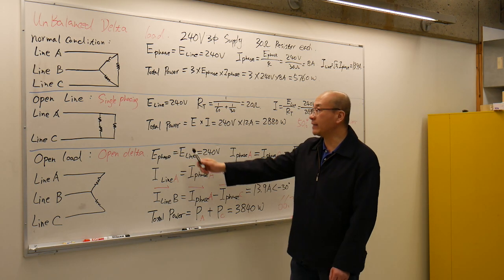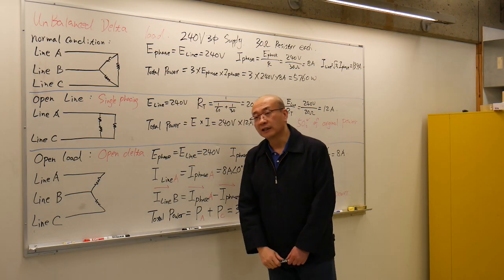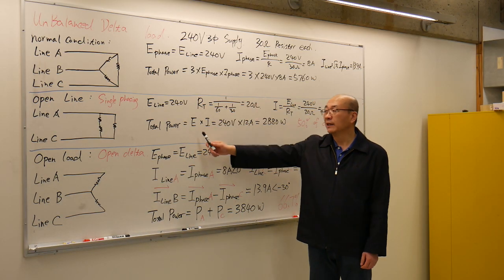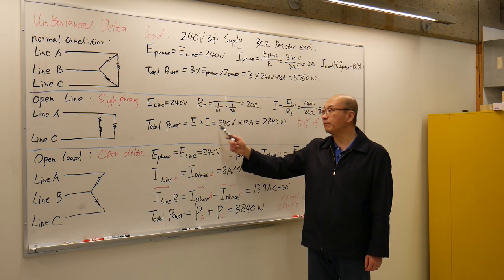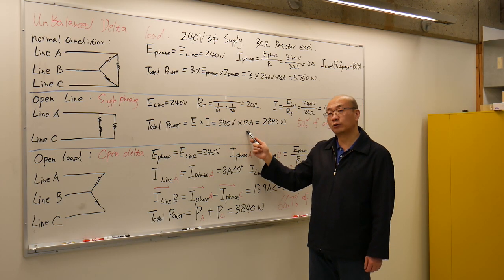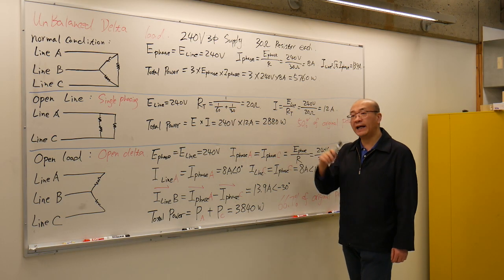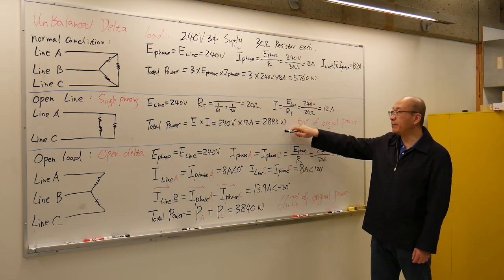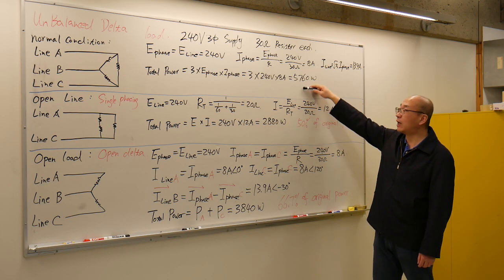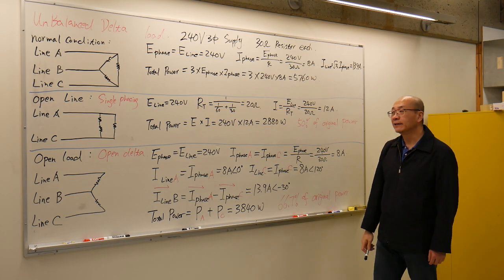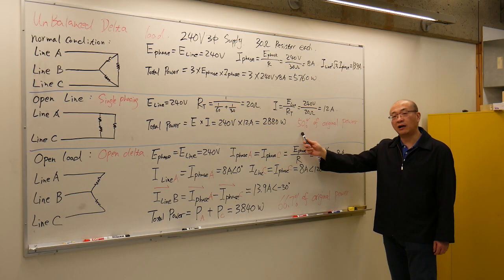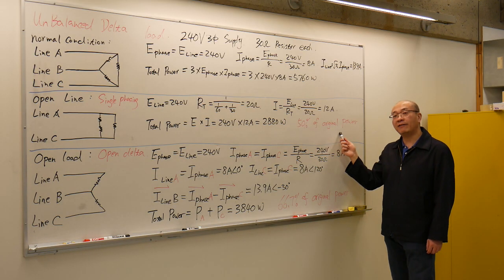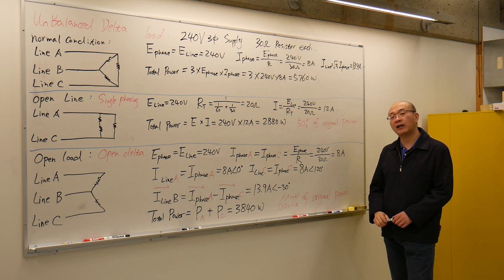Now, in the single phasing or open line situation, the total power in the circuit is volts times amps, 240 volts times 12 amps, gives us 2880 watts. Compare this power to the original power, we can see in single phase condition or open line condition, it only develops 50% of the original power.